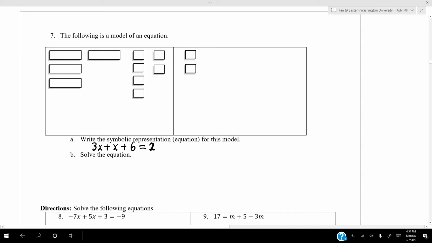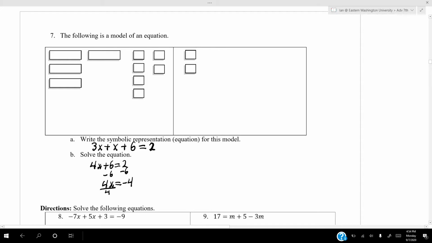So now we're going to solve this equation. Again, step 1 is distribute. We can't distribute here. Step 2 is to combine our like terms. We're going to get 4x plus 6 is equal to 2. So now move our variables. We don't have to move variables because we don't have a variable on the other side. Move our constant. We're going to have to subtract 6 from both sides. So that leaves us with 4x is equal to negative 4.